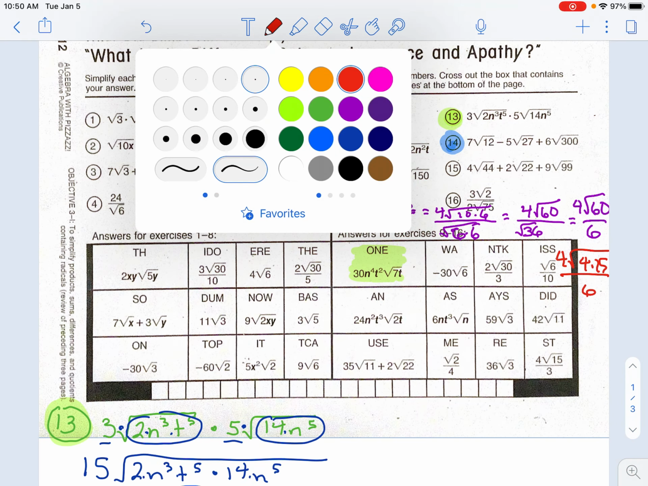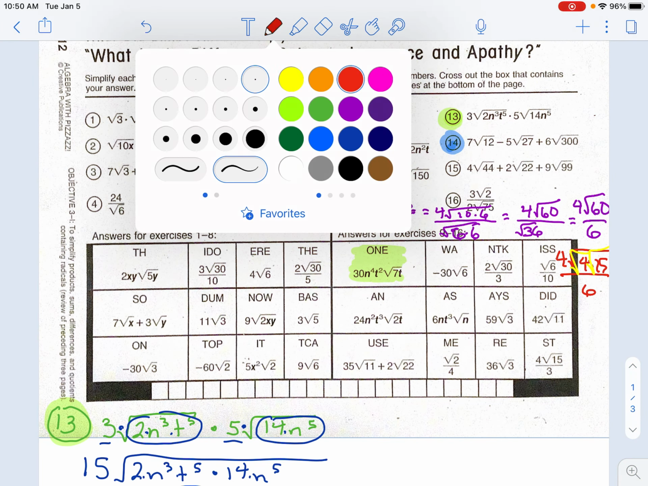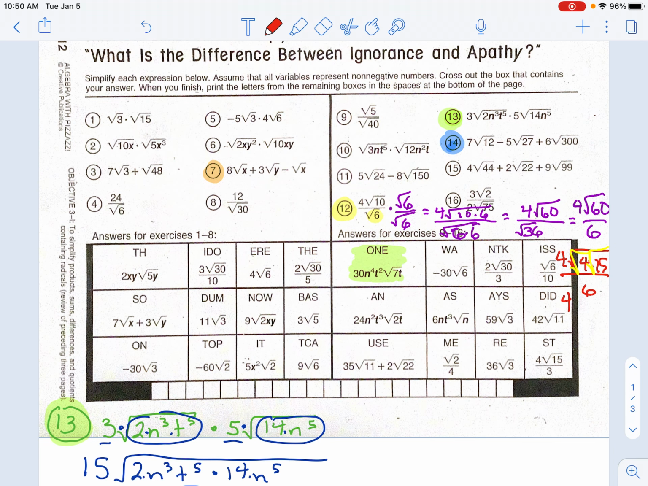Then again, we are going to take the square root of each individually. And so what we end up with now is 4 times the square root of 4, which is 2, times the square root of 15 over 6. So 4 times 2 is 8. So that gives us 8 square root of 15 over 6. And so now that is our final answer.